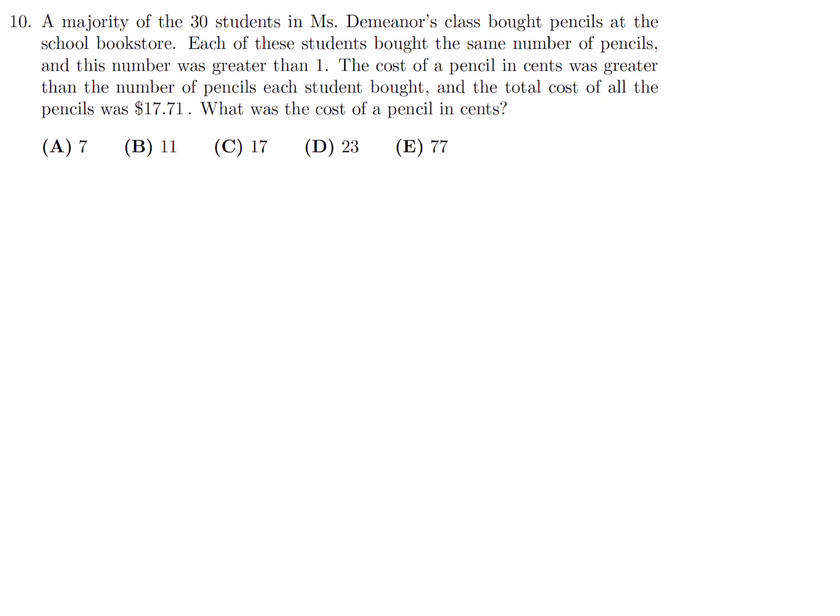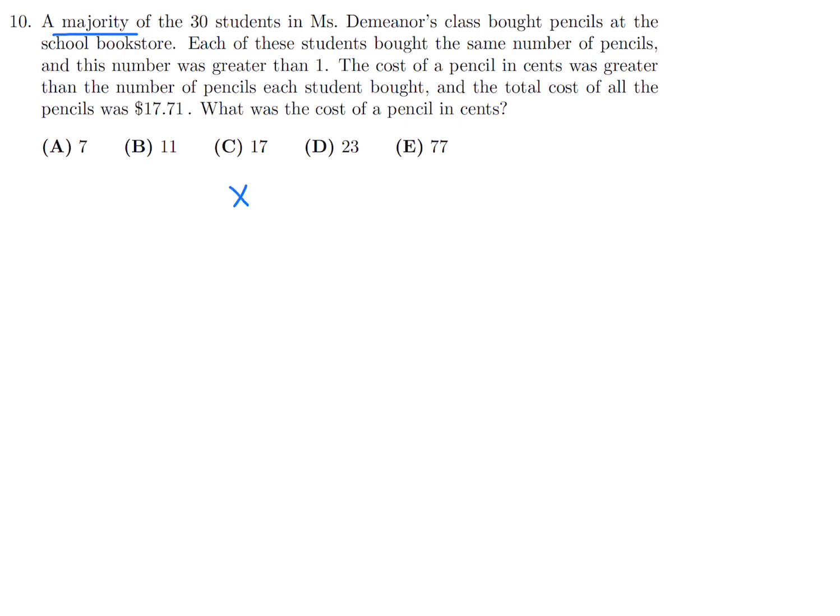A majority of the 30 students in Miss Demeanor's class bought pencils at the school bookstore. Each of these students bought the same number of pencils, and this number was greater than 1. The cost of a pencil in cents was greater than the number of pencils each student bought, and the total cost of all the pencils was $17.71. What's the cost of a pencil in cents?